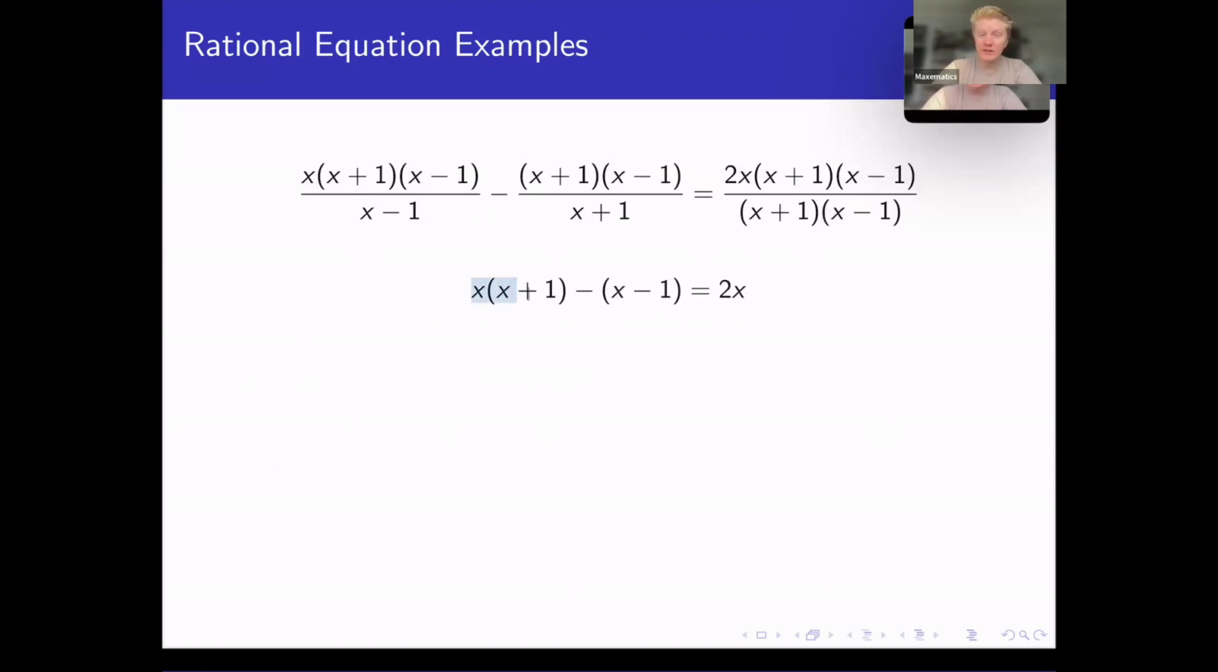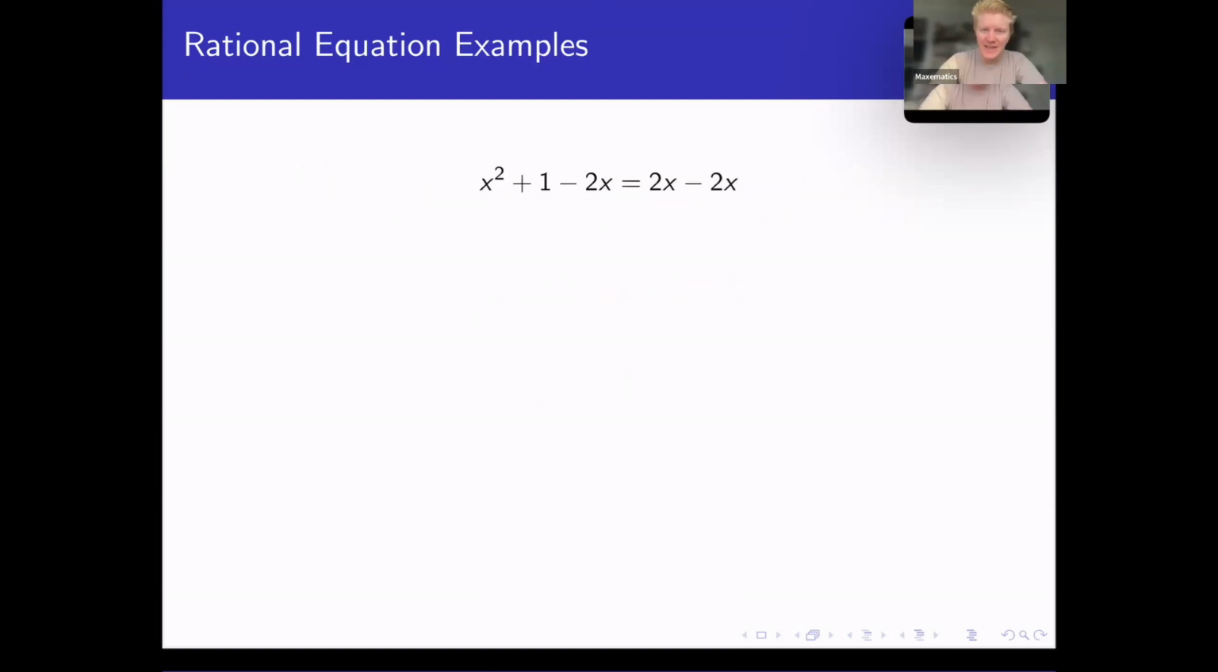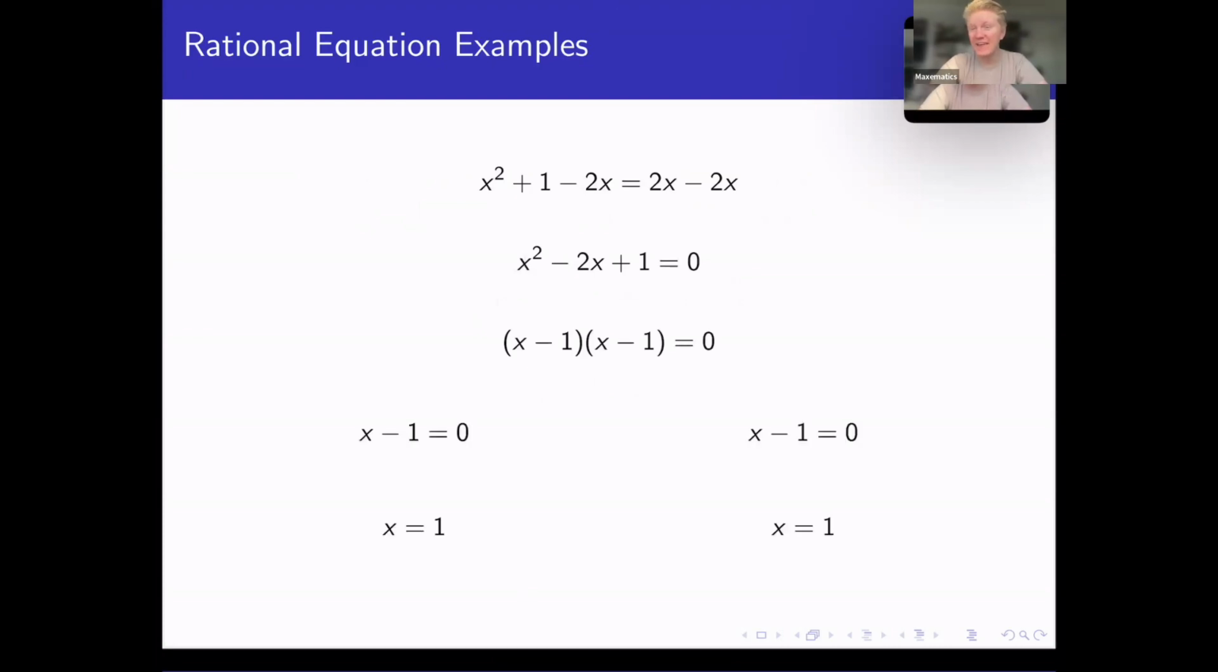Now we're back to a normal equation. Let's distribute x. Let's distribute a -1. X minus x goes away. Let's subtract 2x on both sides. And now we get something that factors to x minus 1, x minus 1. Set each one equal to 0. Oh, and we actually only get one solution this time.